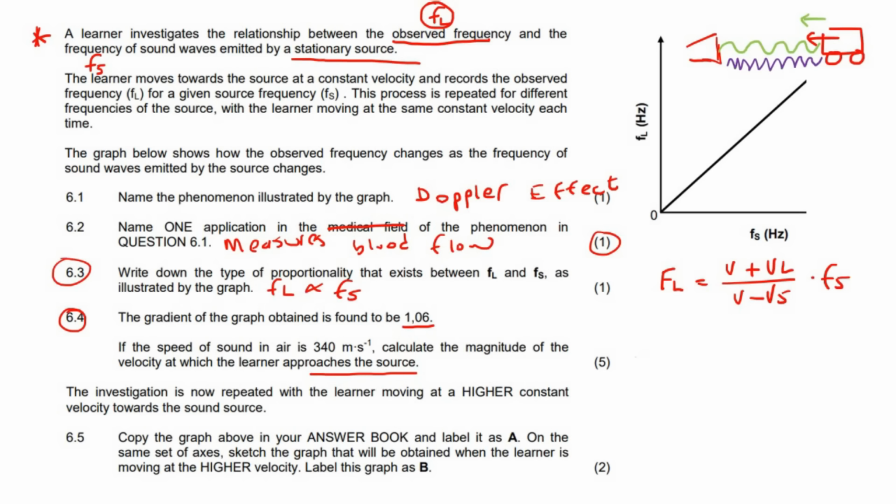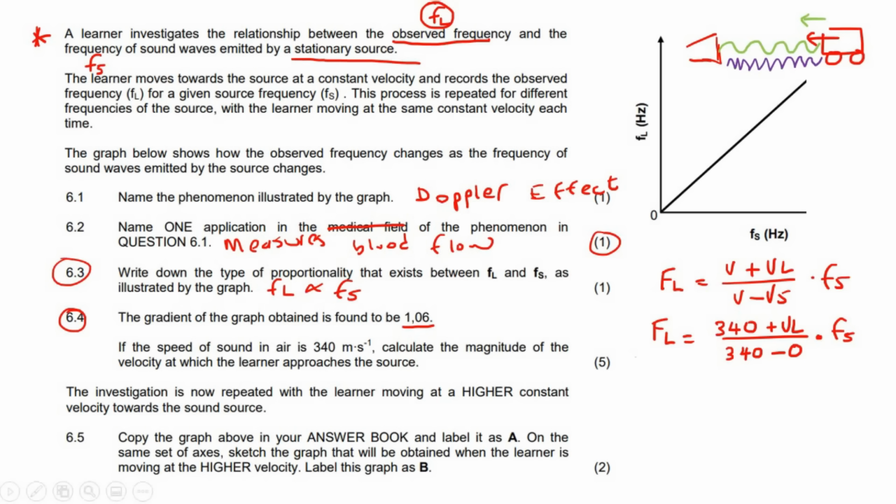So let's go fill in what we do know. What we're trying to calculate is the velocity of the listener. So that's this one. They tell us that the speed of sound in air is 340, so we can go fill that in. So 340 plus the velocity of the listener, which is what we are trying to calculate. The velocity of the source will be 0 because they said it's a stationary source. And then the frequency of the source we also don't know.